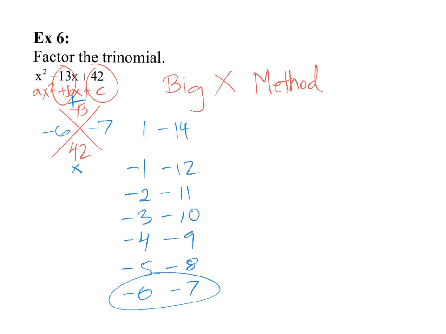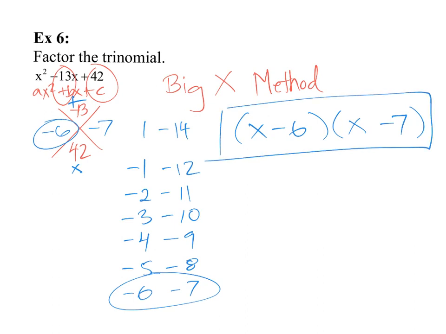So then our trinomial simply factors into the product of two binomials. You start with the variable for each binomial, which is x in this case, and then you just fill in each binomial with the numbers we came up with: negative 6, negative 7. All right, that's all there is to it. Pretty easy once you get the hang of it. Next example.